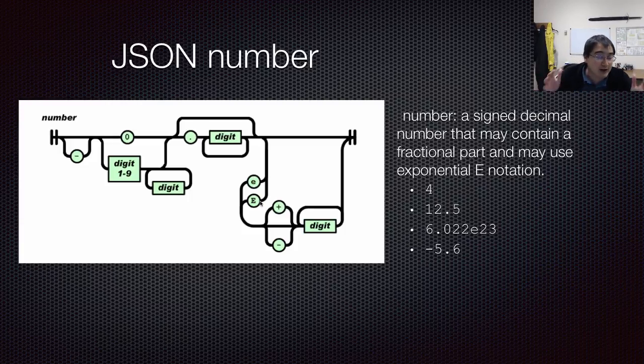So here are 4 examples of JSON numbers: 4, 12.5, 6 point something, raised to the 23rd. I think that's Avogadro's number, and negative 5.6. Those are all valid JSON numbers. Okay, that's not too hard to grasp.